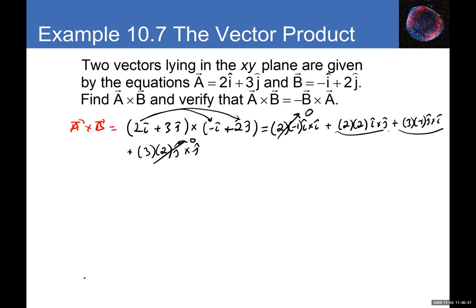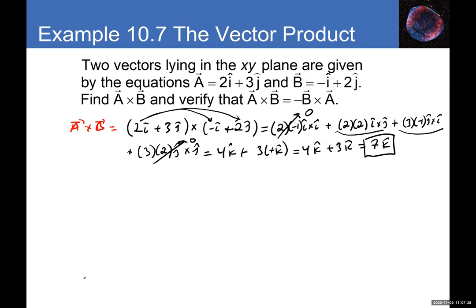So let's see what we get. 2 times 2 is 4, but then what is i hat cross j hat? If you put your fingers in the direction of the first vector, i hat, and curl toward the second vector, j hat, your thumb points out of the page, which is k hat. Then you have 3 times negative 1, so negative 3, and j hat cross i hat is negative k hat, as shown in the previous slide. The negative and negative cancel, giving 4k hat plus 3k hat, which is 7k hat. That's the answer.